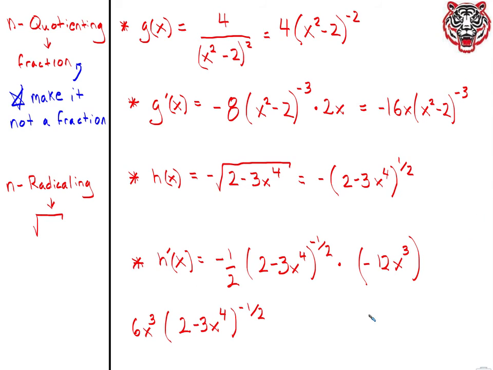Look guys, you want to say that this is equal to, as a fraction, 6x to the power of 3 all over 2 minus 3x to the 4th, okay? And then to the positive 1/2.